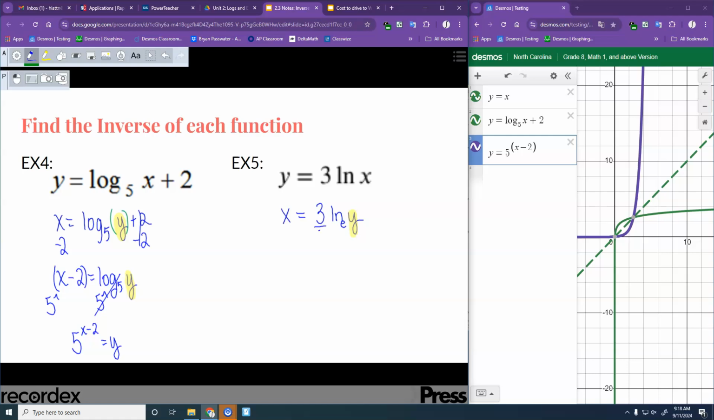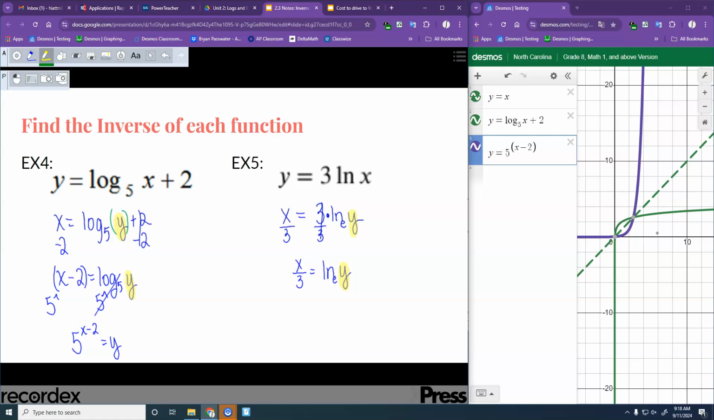Good. You're going to divide, because it's right next to that natural log, which means right now it's being multiplied. To get rid of something multiplied, we have to divide. So we're going to divide both sides by 3. So just write it as x divided by 3. And then we've got natural log of y, and I'm going to write that little e, even though it's not necessary. Okay?